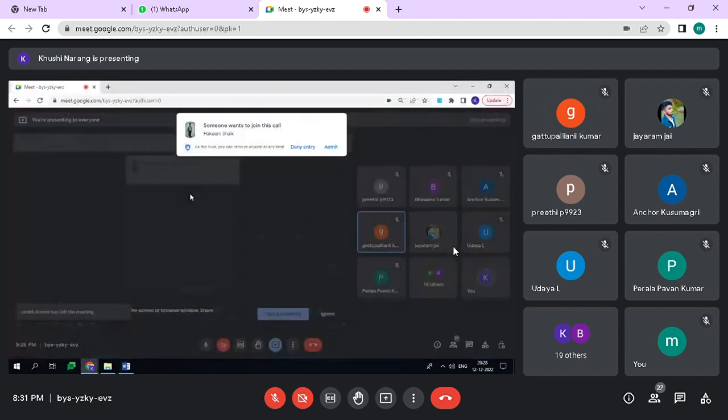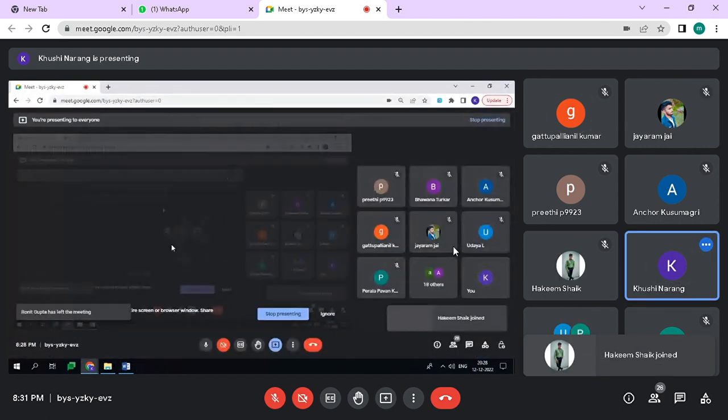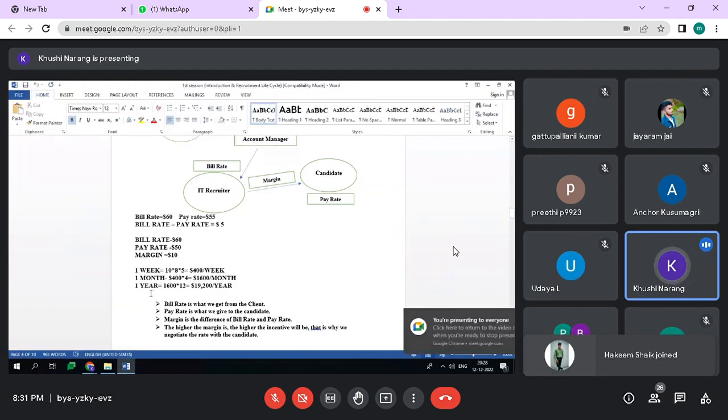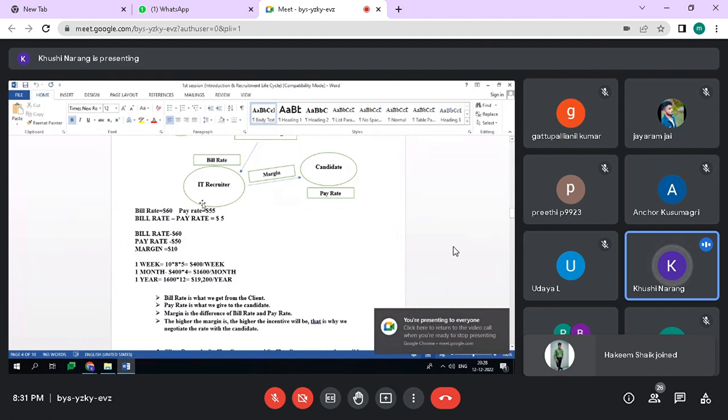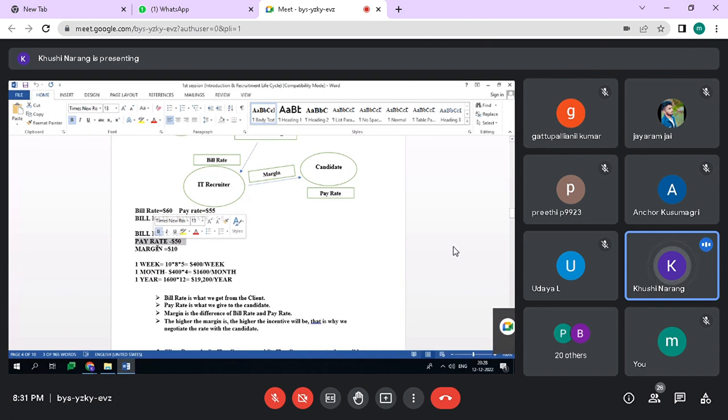So here we have the bill rate of $60 and the pay rate of $50. So the margin will be $10, right? If we calculate it for 1 week, it is 10 into 8, where 8 is the number of hours a person works, and 5 is the number of days a person works. So 10 into 8 into 5 is equal to $400 per week from a single candidate.